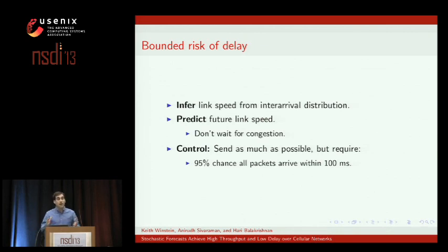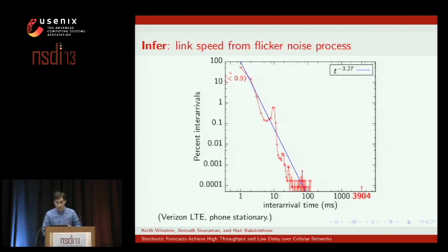So we don't want to wait for congestion. We actually want to model the variability of the network and try and react even to the risk of congestion, of a decrease in link speed, even before it's happened definitively. And then part three, we have a control strategy where back at the sender, we want to send as much data as possible, but not so much that we'll have more than a 5% risk that a packet will be delayed more than 100 milliseconds. So that's the control strategy. And I'll talk about these each in turn.